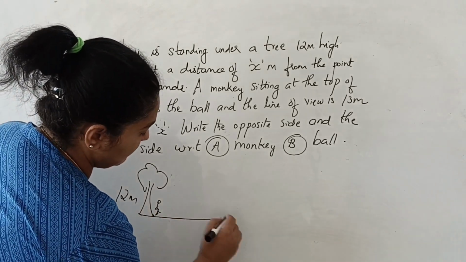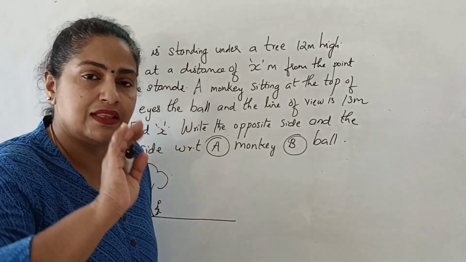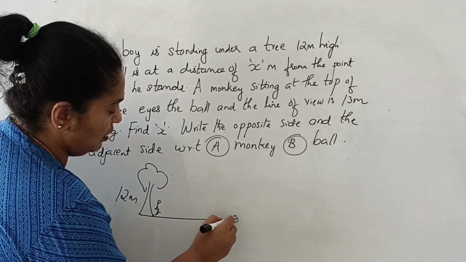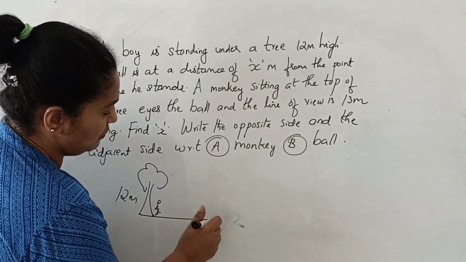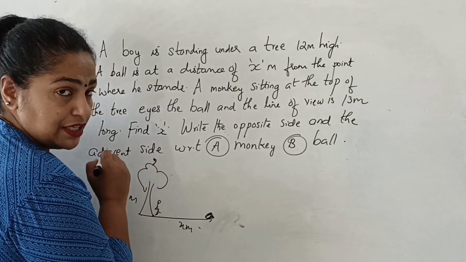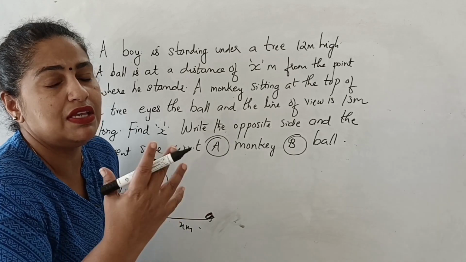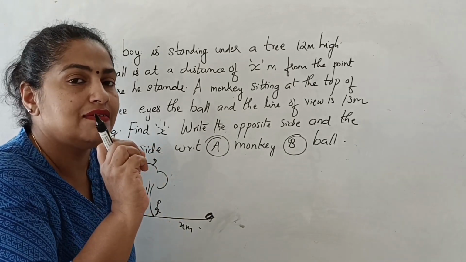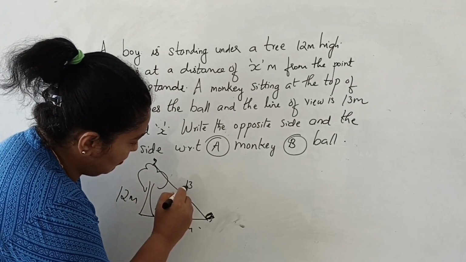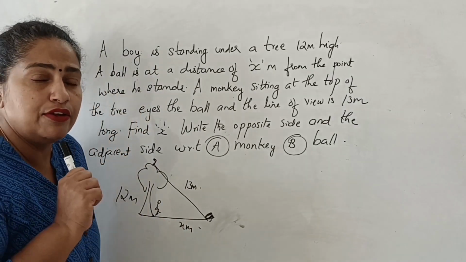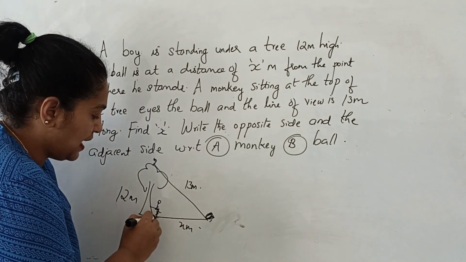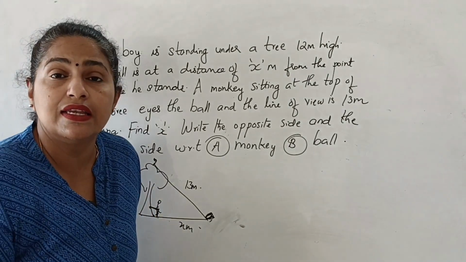Now there is a ball, on the ground. There are no bumps, there is nothing. It's a level ground unless something is mentioned. So here there is a ball. So let us make it here. So it is x meters. There is a monkey sitting over here. Again, nothing about the size of the monkey. We assume it's a point unless something is mentioned. This line of view is given to be 13 meters long. Can you find out any angle in this? This is 90 degrees. The angle between the ground and the tree is 90 degrees.